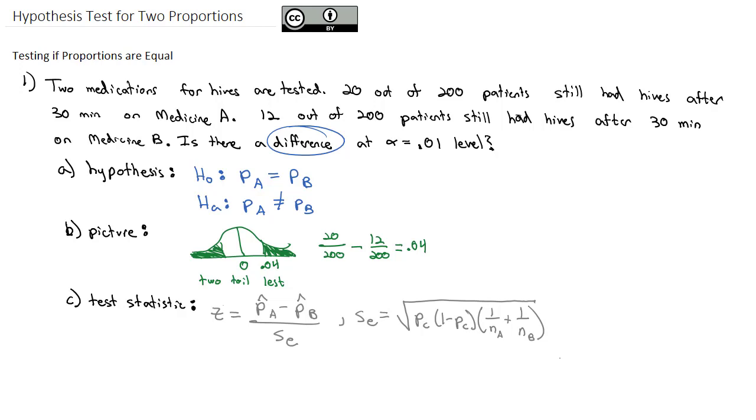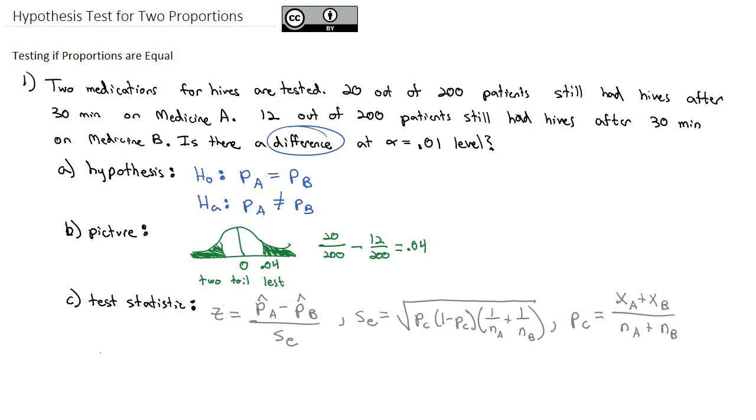But then wait a minute, what is the p sub c? Oh, we need to know that as well. P sub c, the pooled proportion, means if there weren't two groups, if the groups were lumped together in one group. So if we took all the successes from group A and added them to the successes from group B, and divided by the sample size from group A plus the sample size from group B, that would give us our pooled proportion. So we have to go through each of these steps in order to calculate the test statistic.